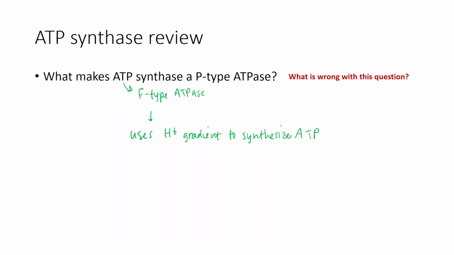Okay. So which direction are the protons moving during ATP synthesis? Yeah, exactly. They're moving from the intermembrane space back to the matrix where they came from. So they're going down the gradient that was just created, and that helps to drive this little motor that makes ATP.